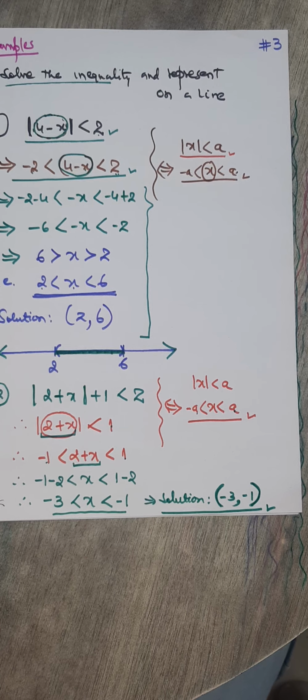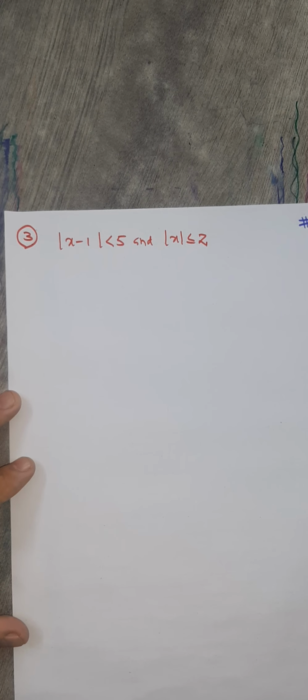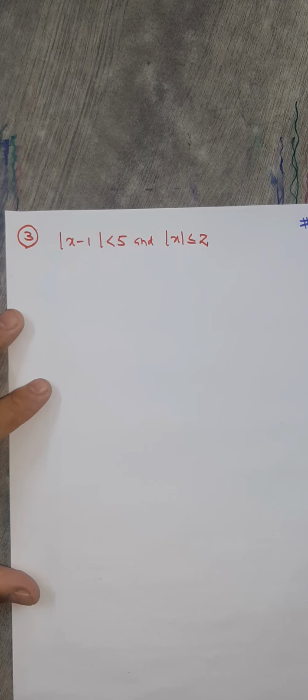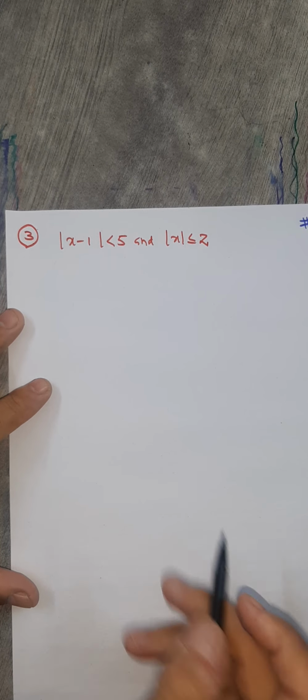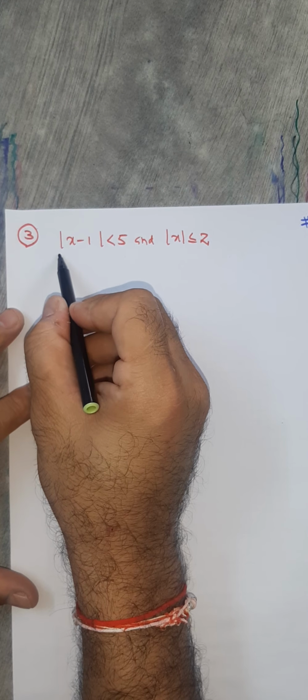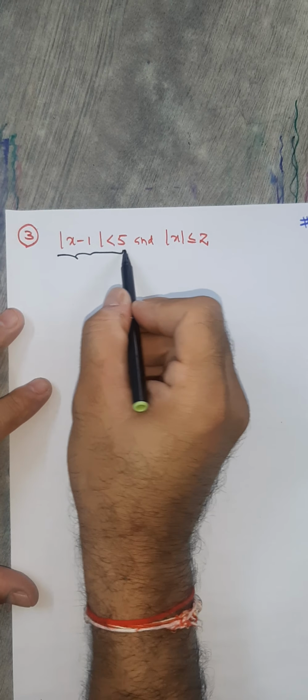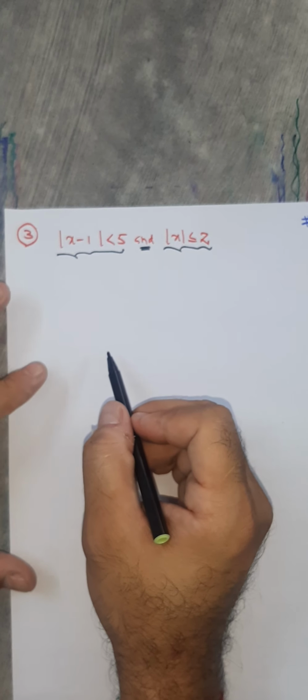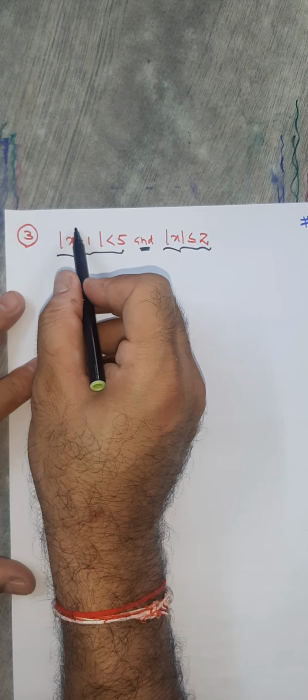Okay. Now let's see one more question about that less than sign. Modulus of x minus 1 less than 5 and the modulus of x less than or equal to 2. You have two inequalities. So we find the solution for this, and we take the common. And means intersection, you know. Now how will we do this?